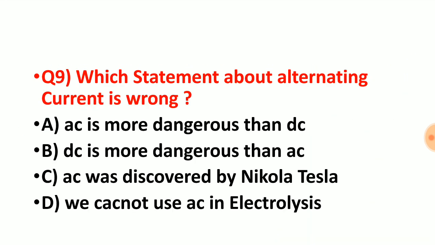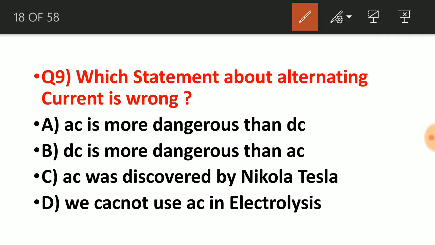Option choice B. Question number 9. Which statement about alternating current is wrong? If you see option choice D, we cannot use AC in electrolysis. Yes, we can only use DC in electrolysis. We cannot use AC in electrolysis because in electrolysis the anode and cathode should be the same throughout the experiment. If you use AC, then anode and cathode will change from time to time, so we can only use DC in electrolysis.